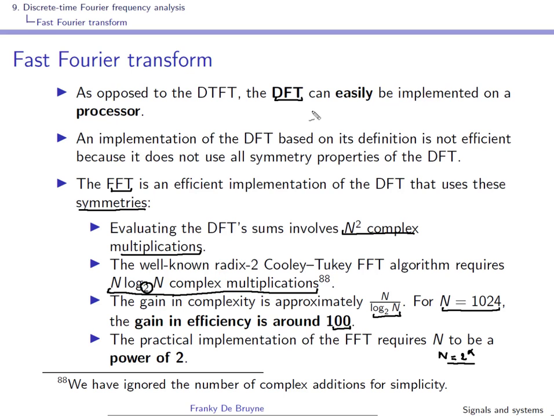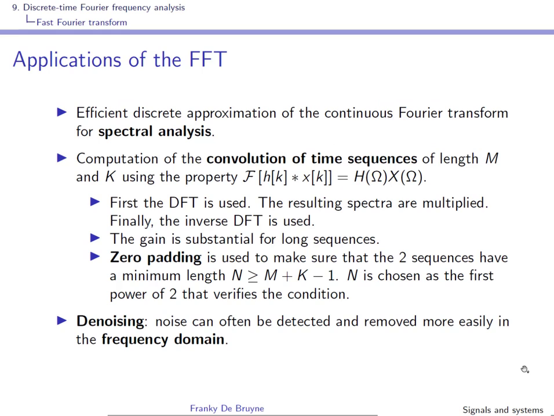discrete Fourier transform. Applications of the FFT used to compute the DFT are first of all spectral analysis, looking at the frequency content of discrete time signals. Then you can use it also to compute the convolution of time sequences h of k and x of k, respectively of length m and k.